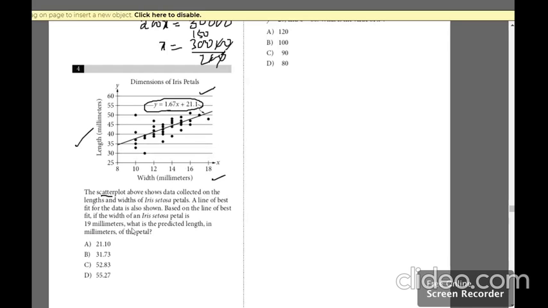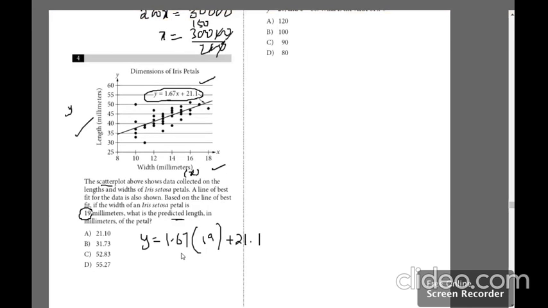Now what do we have to do based on this line of best fit? The petal is 19 in width, so this x is going to be our width. As it increases, so does the length in millimeters. So basically what we have to do over here is just plug in 19 to get the predicted length. That is nothing but our y value, vertical. 19 times 1.76 plus 21.1. We just need to work out the calculation to get the answer.